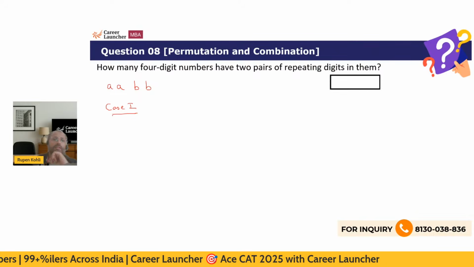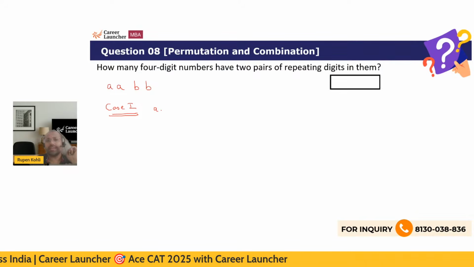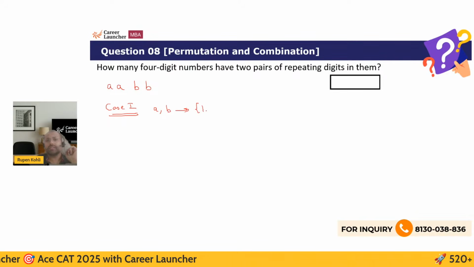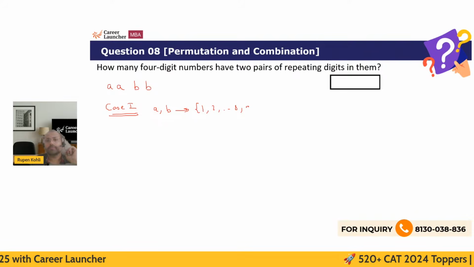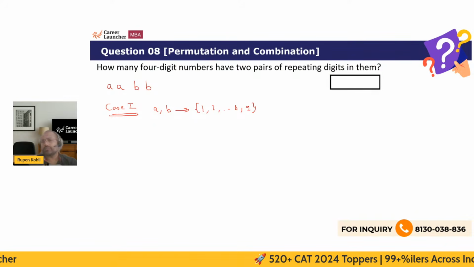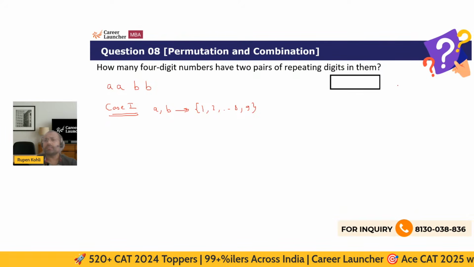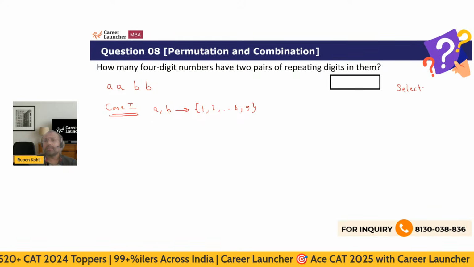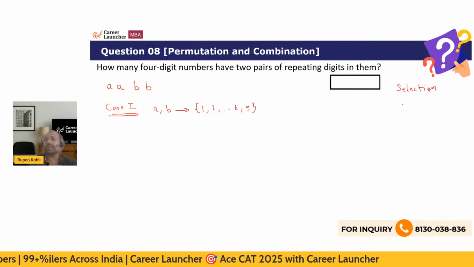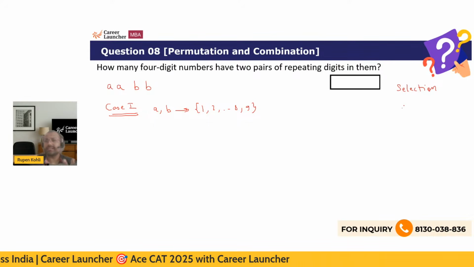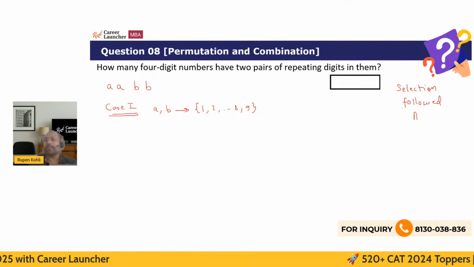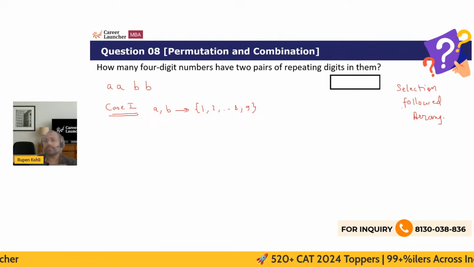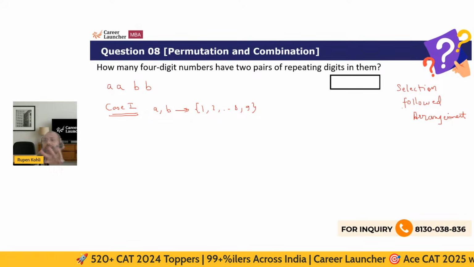Case one, none of these two digits are zero. So A and B are selected from the digits from 1 to 9. So it's a classic question of arrangement. And remember, permutation is a two-step process: selection of the objects to be arranged, followed by arrangement. So this is a classic question where you have to first decide how to select and then arrange what you have selected.